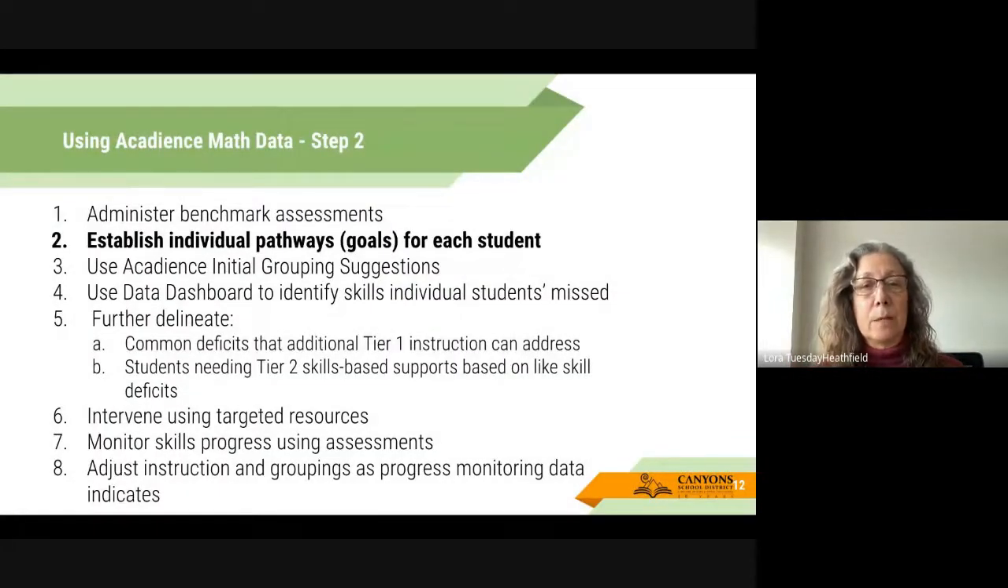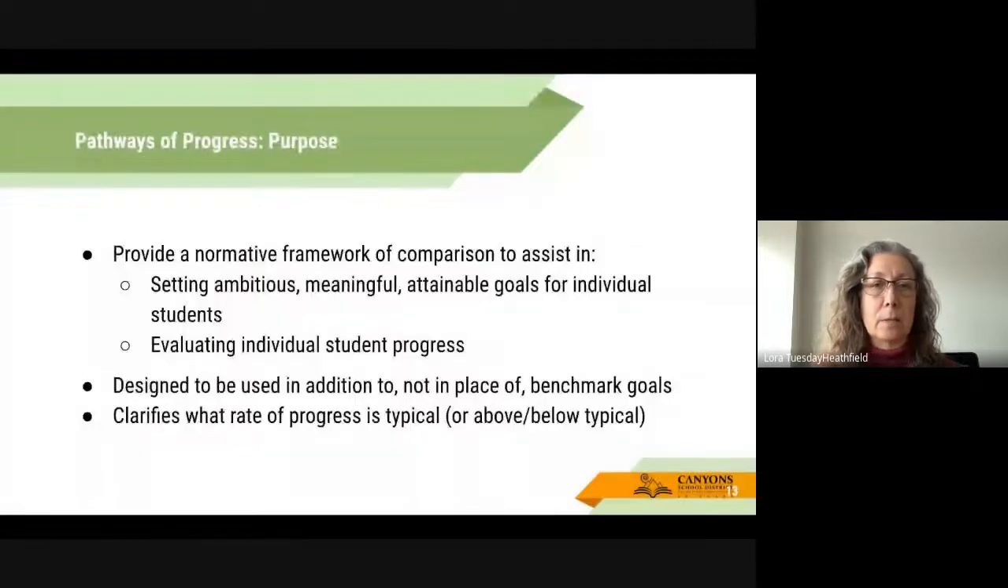So after we do our benchmark assessments, we ideally want to establish an individual pathway or goal for each student, which is why the pathways is built into Acadience Math. And the purpose of pathways is to give us a way to compare students by, first of all, setting a goal that's not only meaningful, but ambitious enough so that the student will make good progress and attainable. We don't want it to be so far out of reach that they can't meet that goal and get frustrated. And it also helps us evaluate student progress.